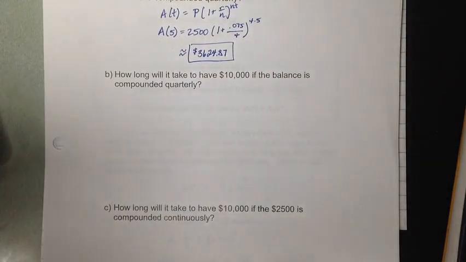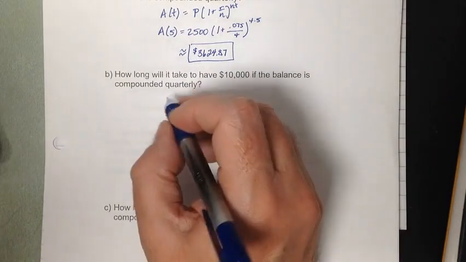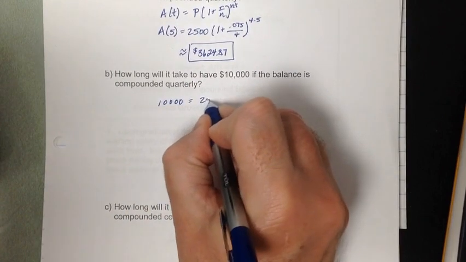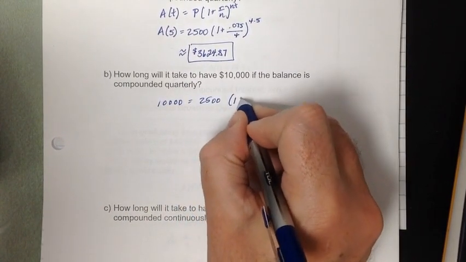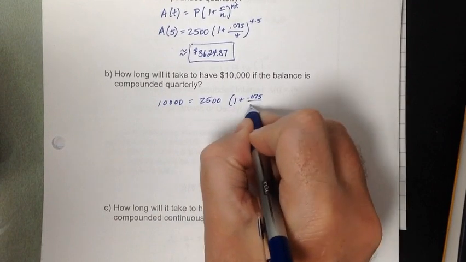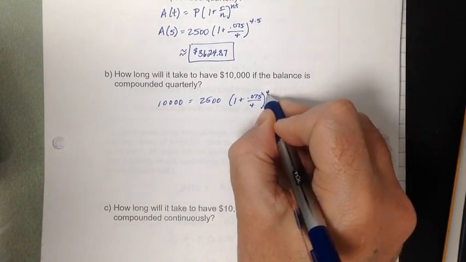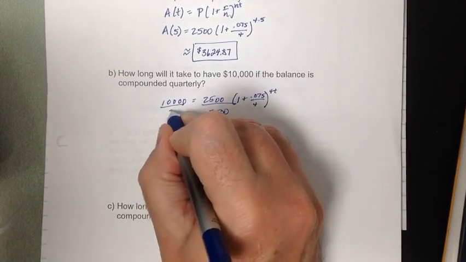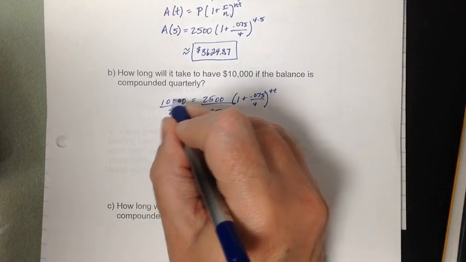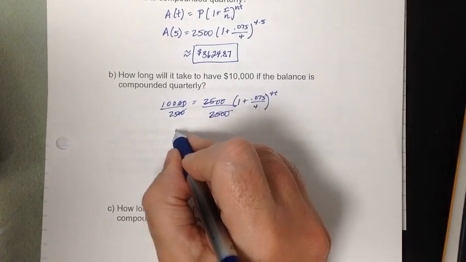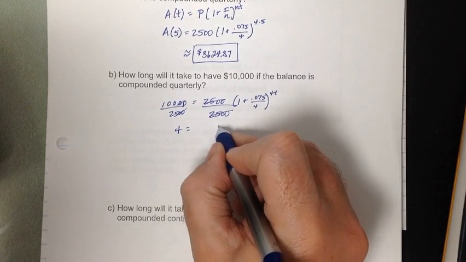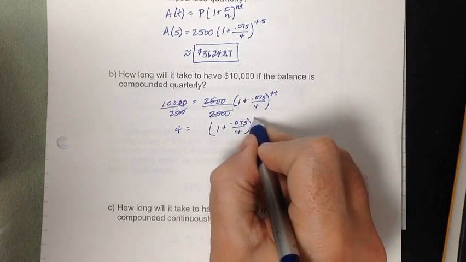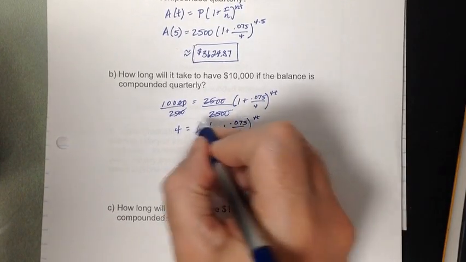$3,624.87. How long will it take to have $10,000 if the balance is compounded quarterly? So this time 10,000 equals 2,500 times 1 plus 0.075 over 4 to the 4t power. We'll start by dividing by 2,500. I've got 100 divided by 25, which I know is 4, equals 1 plus 0.075 over 4 to the 4t power. Natural log both sides.